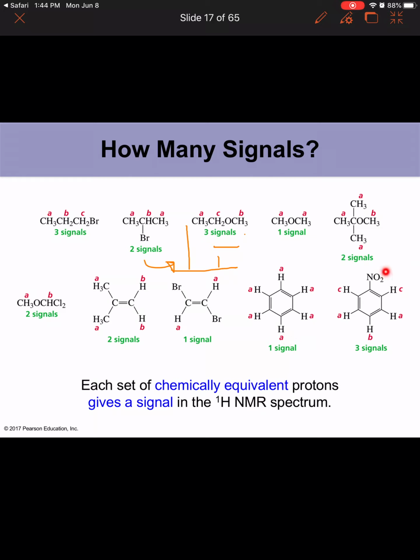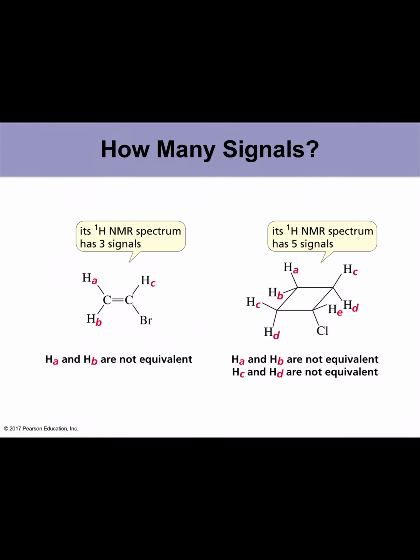And now here you have NO2, an electron withdrawing group, that also makes this molecule symmetrical, but A and C are not going to be the same because these 2 hydrogens are closer to NO2, these are further away. So these 2 will have the same chemical shift, these 2 will have the same chemical shift, and this would have a different chemical shift. So there are 1, 2, 3 signals for this one. Each set of chemically equivalent protons gives a signal in the proton NMR spectrum.